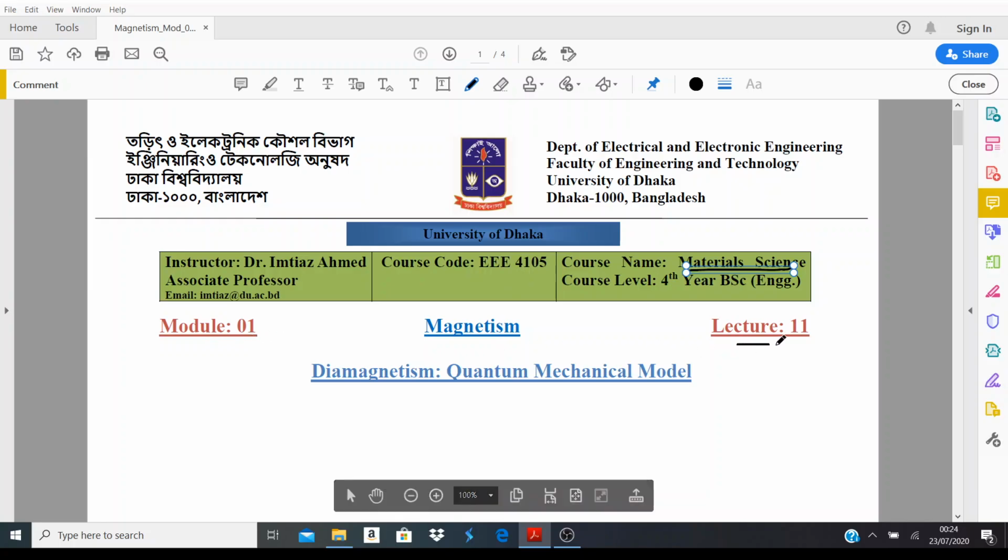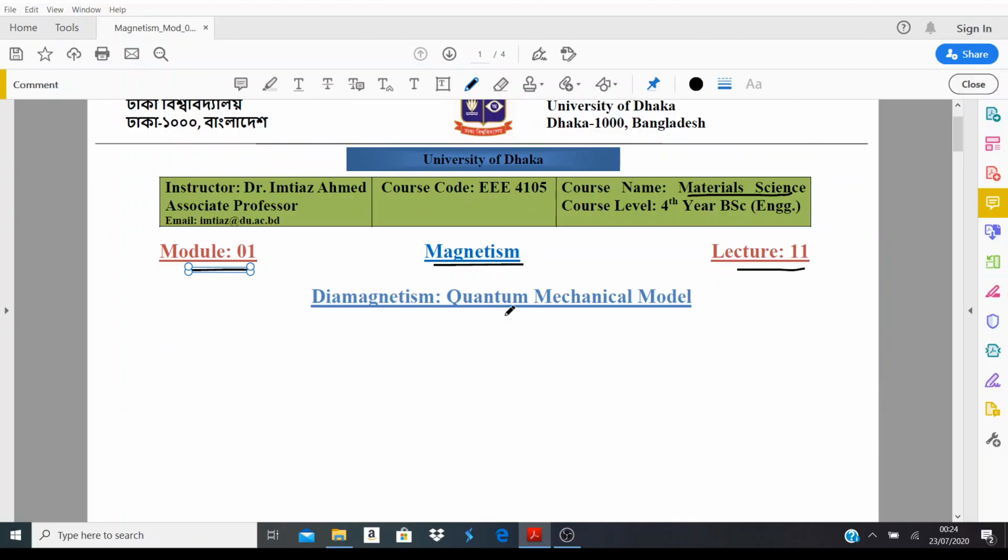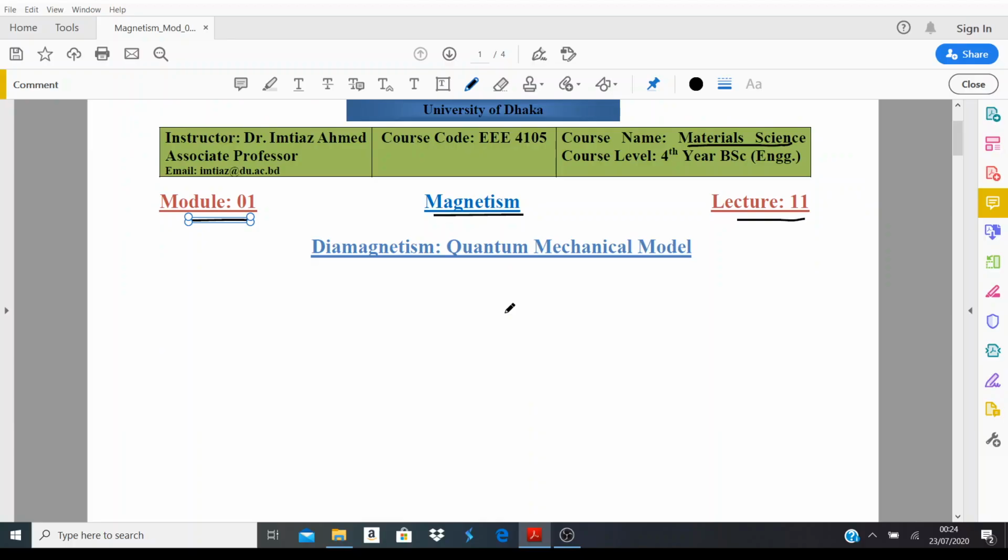I believe this is lecture 11 in module 1 on magnetism, right? In the last lecture, if you recall, towards the end, we were discussing the concept of canonical momentum, right? And the canonical momentum will be useful to understand the diamagnetism inside an atom, right? Because let's say in an atom we have a number of electrons, and those electrons are moving in certain paths, right?